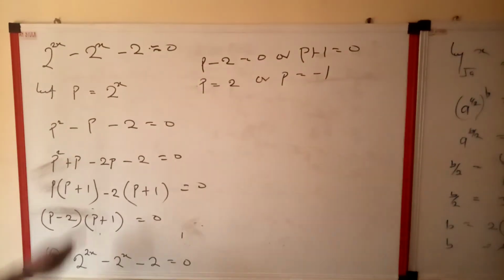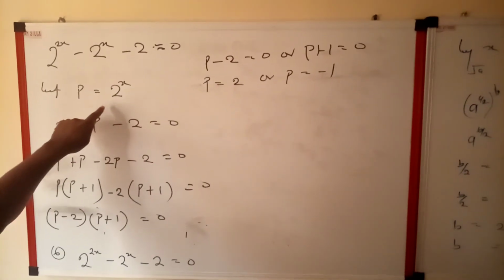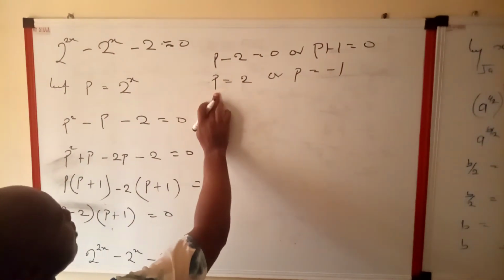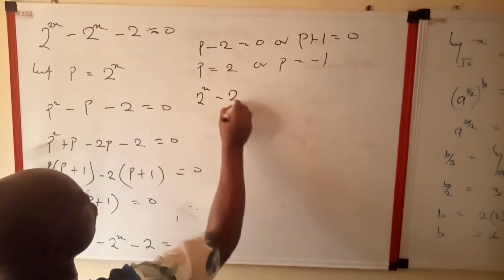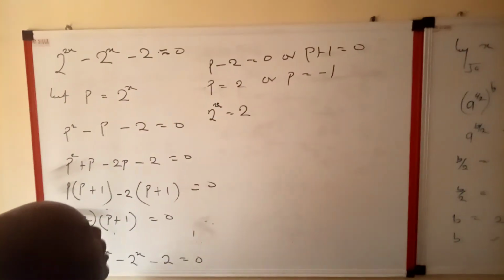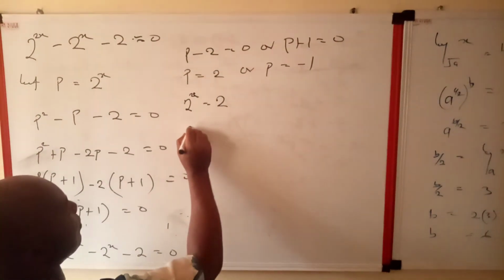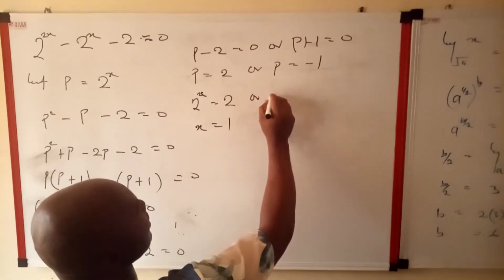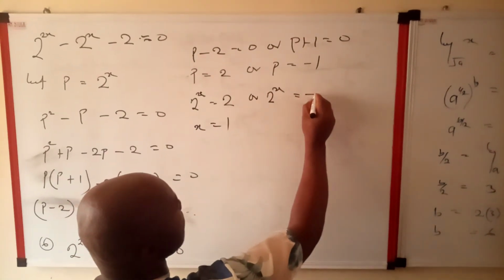But if we can remember from the beginning, we were not having p, we introduced p. So we have to take it back to where we started from. We said p is equal to 2^x. So anywhere we see p, we have to substitute that value, which is 2^x is equal to 2. Now, looking at the indices, you can see that here the base is 2, here the base is also 2, and the power here is 1. So the bases cancel out, and we have x equal to 1 in this case. Or here in this case, in place of p we say 2^x is equal to negative 1.